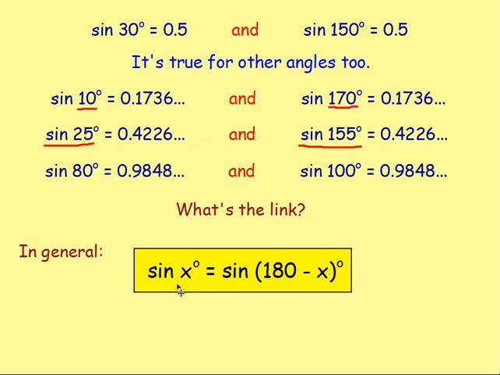You are perfectly right, which means the sine of an angle, let's just call it angle x, is the exact same as sine of 180 take away that angle, which you can see here. The sine of 30 is the same as sine of 150. And 150 is 180 take away 30. If you do the sine of 10, well, 180 take away 10 is 170. So the sine of 10 and the sine of 170 will be the same. The sine of 25 and the sine of 155, they are the same.